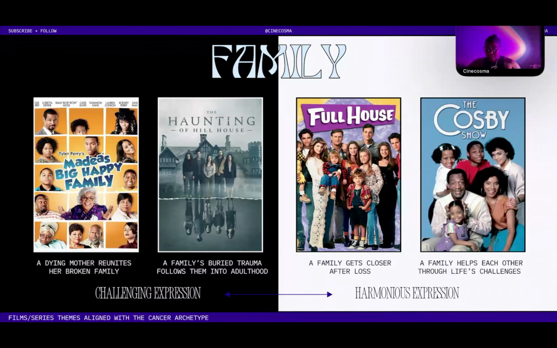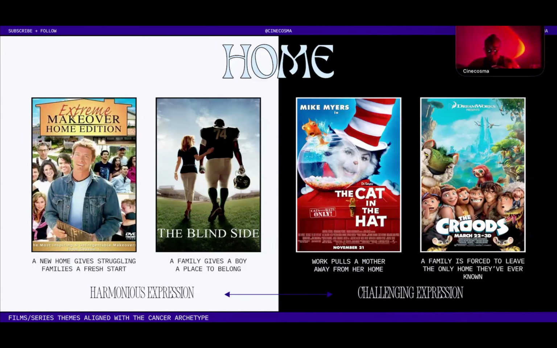All of the kids and the husband and wife, they go through just your everyday family conflicts, and that's what this TV show shows. And even in Full House as well. Well, all of these have conflict, obviously. No, even harmonious doesn't mean without conflict. It just means overall it is a positive expression of the Cancer archetype. So that's essentially family. Let's move on to the next term, which is home.